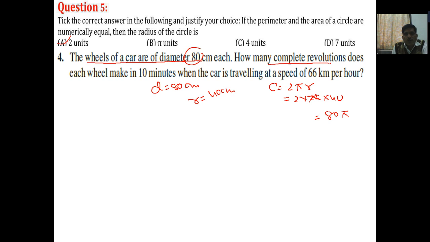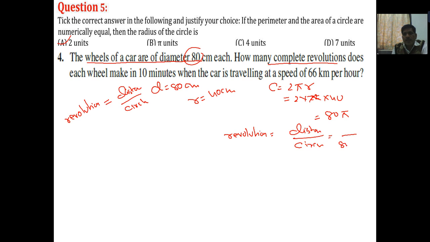Now to find out the revolutions, we have to find how many revolutions. If I want to find out revolution, then revolution is equal to distance divided by circumference. Circumference we have already got, 80 pi. Now distance, what do we get?